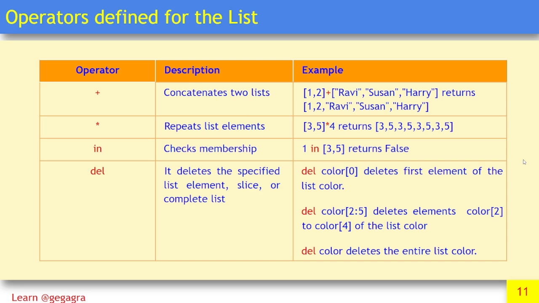Suppose this is a list 3 comma 5, and if you multiply this list by 4, it does not give you 4 3s are 12 or 4 5s are 20. No, it will repeat the list 3 5 3 5 3 5 3 5, 4 times. So when we apply this asterisk symbol, it repeats the object, whether it is a string or a list.